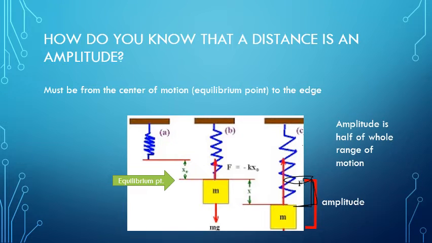Now, if you have the whole range of motion, like from the top to the bottom, the amplitude is usually half of that range. So if it's 10 centimeters to get from the bottom to the top, the amplitude is usually 5 centimeters. If it's 10 centimeters to get from the left edge to the right edge, the amplitude will be 5 centimeters.